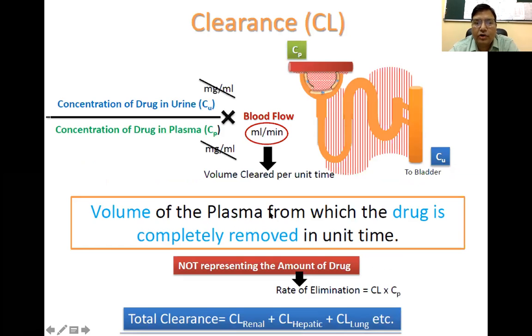So clearance is the volume of plasma from which the drug is completely removed in unit time, and it does not represent the amount of drug. Rather, it is the volume of plasma which is cleared per unit time. And total clearance of the body is the clearance by the renal, hepatic and lung routes. So it is the sum of all these.